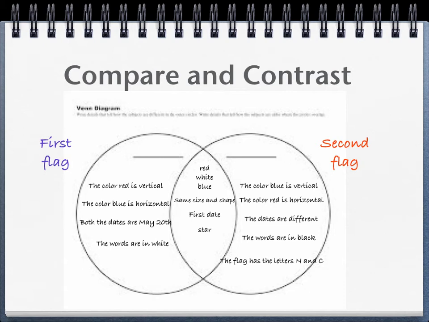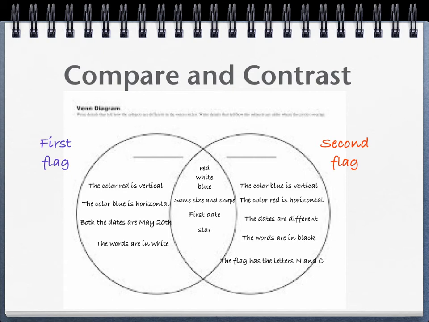On the first flag, the color red is vertical, which means it's up and down. Remember, vertical, up and down. Well, the color blue is horizontal. Both the dates are May the 20th, just different years. One was 1861, the other one was 1775. And the words are in white.